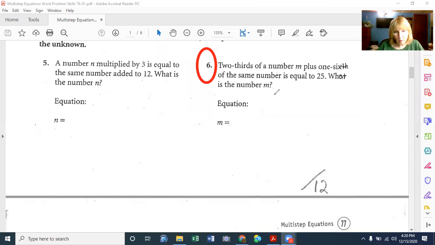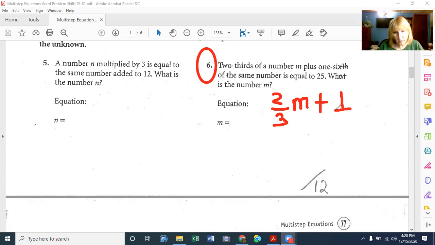2/3, okay, I can write 2/3. You know how to do that, right? 2/3 of a number m. Okay, so 2/3 of a number is really 2/3 times the number. 2/3 times whatever number will give you that fractional part. So 2/3 times m plus 1/6 of the same number.